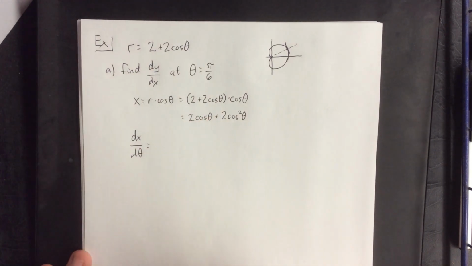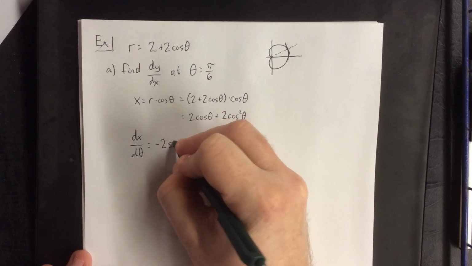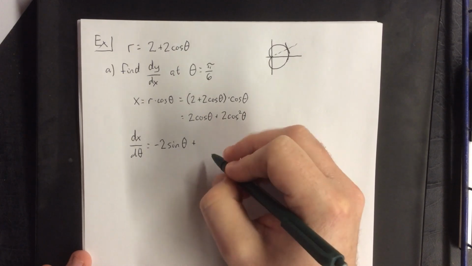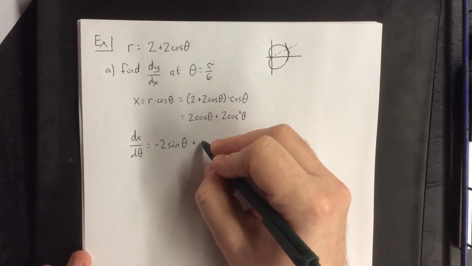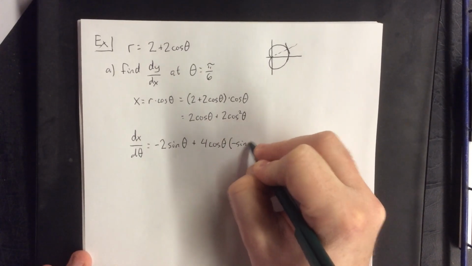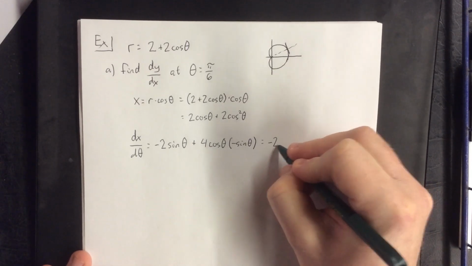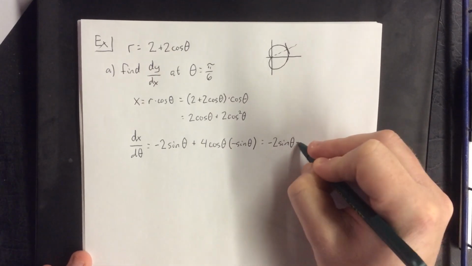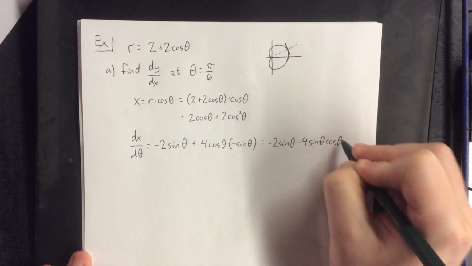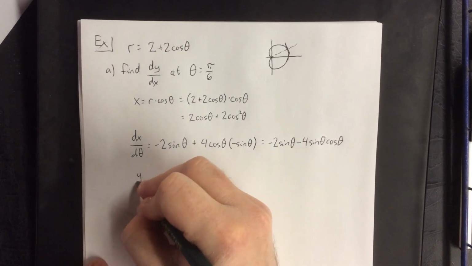So dx d theta will be equal to the derivative of 2 times the cosine of theta with respect to theta, which will be negative 2 sine theta. And then we'll need the power rule as well as the chain rule for this one. So this will be 2 times cosine theta times the derivative of the cosine of theta. And we can simplify this expression to be negative 2 sine theta minus 4 times the sine of theta times the cosine of theta. That takes care of x. Now let's take care of y.